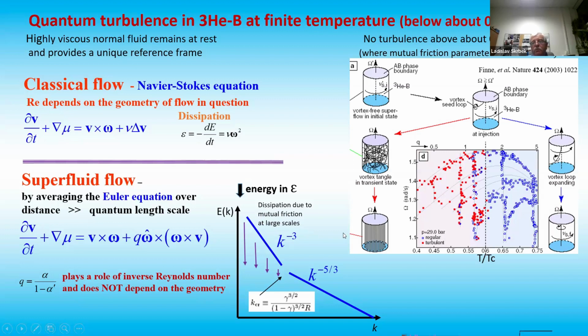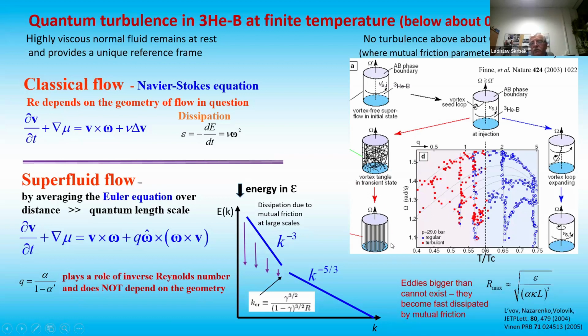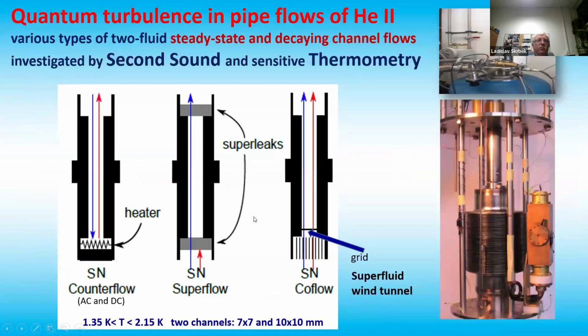And if you do that, you, for example, figure out that eddies larger than a certain maximum size cannot exist. As was shown by Lvov, Nazarenko, and Grisha-Volovic, and independently by Joe Vinen, the energy spectrum is quite peculiar, and everything is different than we are used to. But what we did in Prague was just to characterize the quantum turbulence in pipe flows.